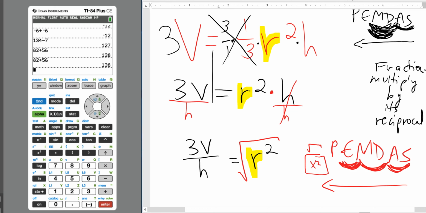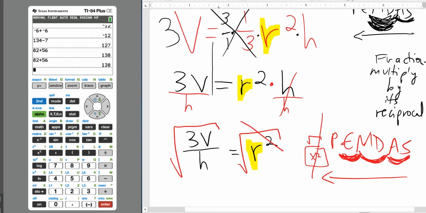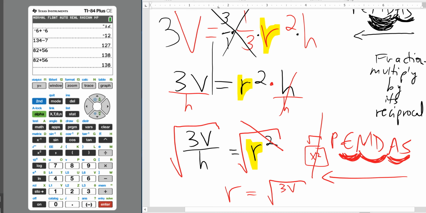So we're going to take the square root of R squared. If we take the square root of one side, we need to take the square root of the other side. Because squaring and square roots are inverses, they cancel each other out. And by doing this, we just got R by itself. R equals the square root of 3V over H.